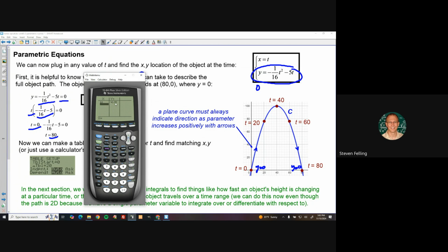Or if I want to know what's happening at time 72 seconds or something like that, I can type in that parameter here, right? And the x is 72, but the height is 36. The idea being you can plug any time into these two equations and find the x and the y coordinates. So now we have two-dimensional information versus time.